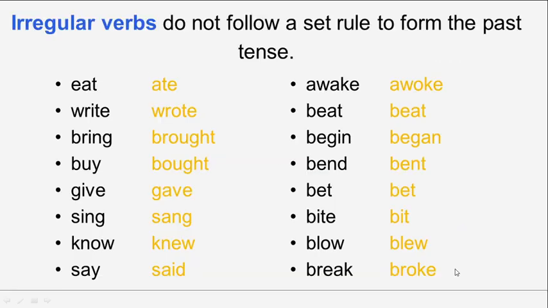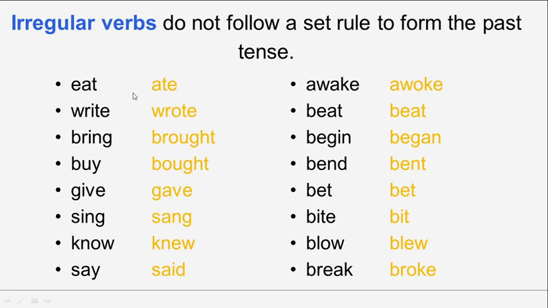Aside from the regular past tense of the verb, we also have irregular verbs. Just like with irregular plural nouns, irregular verbs do not follow a set of rules to form the past tense. In short, we cannot add D or ED to make it past. We need to change the word itself. Some of the examples are these: eat, the past tense of eat is ate.